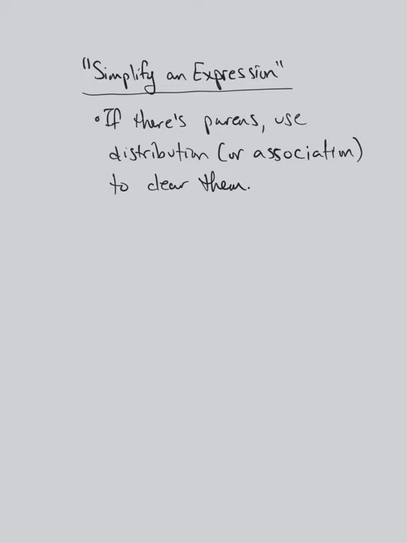Remember the distinction between those two properties is that you have three things that you're performing two or more operations on. You're using association if the operations are all the same. You're using distribution if the operations are different. So if there's parentheses, you clear them usually with distribution, but maybe sometimes association. And then all you do is collect any like terms. Okay, and that's it for now.